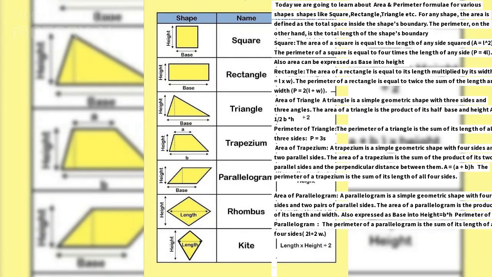Square. The area of a square is equal to the length of any side squared, A equals L squared. The perimeter of a square is equal to 4 times the length of any side, P equals 4L.